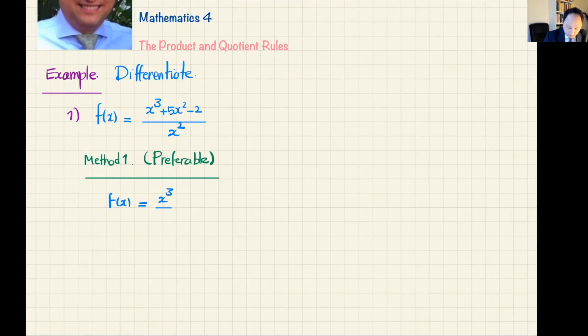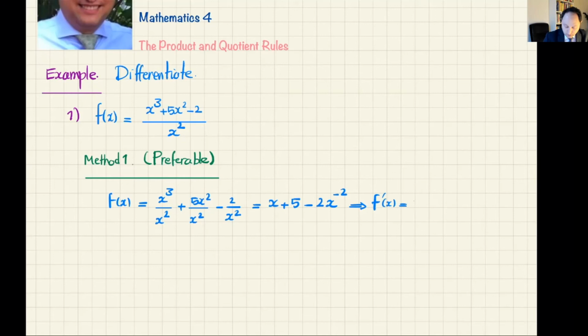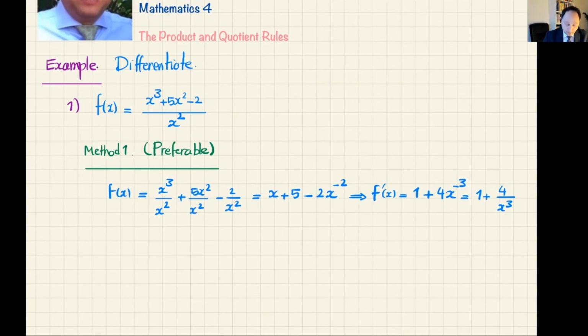So I would write x to the 3 divided by x squared plus 5x squared divided by x squared, and then minus 2 divided by x squared, and then you write it as x plus 5 minus 2, and you bring it up, it becomes this. And now you immediately and simply can differentiate. The derivative of x is 1, the derivative of 5 is 0, the derivative of the next term becomes positive 4x to power minus 3. And if you want to, you can put it back as the positive power, but it is not a necessity. You see, it's as straightforward as it is.